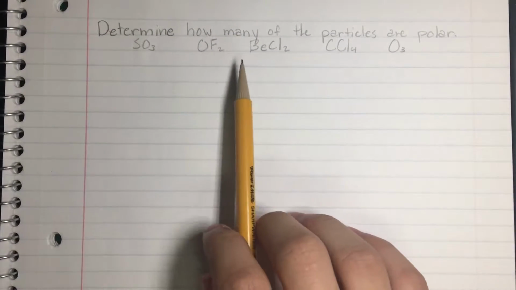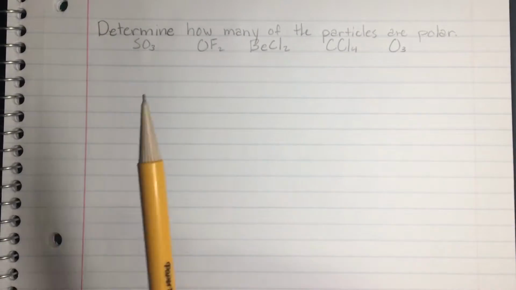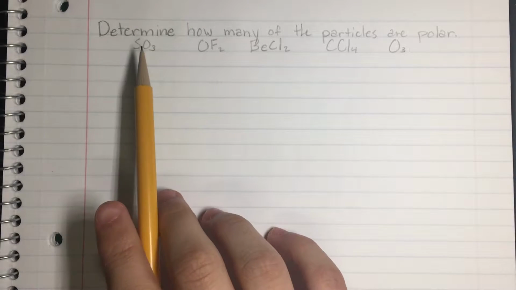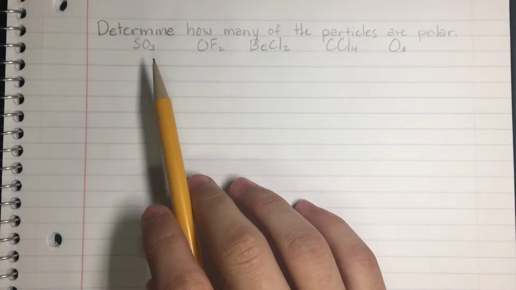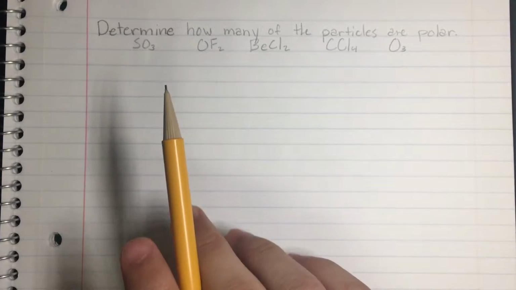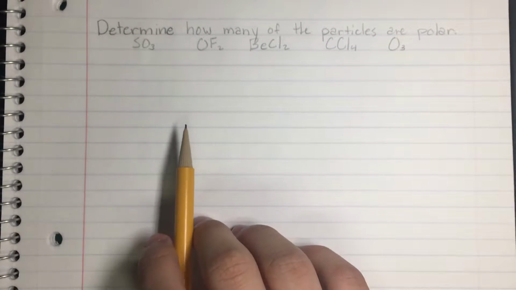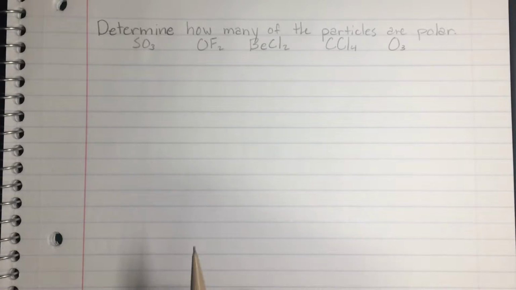We're asked to determine how many of the particles are polar. To do that, we would have to draw the Lewis structure for each of the 5, look at the electronegativity, and from there, draw the dipoles and determine the net dipole charge.